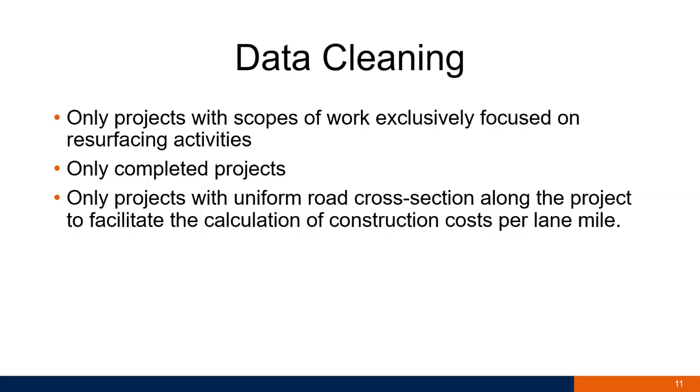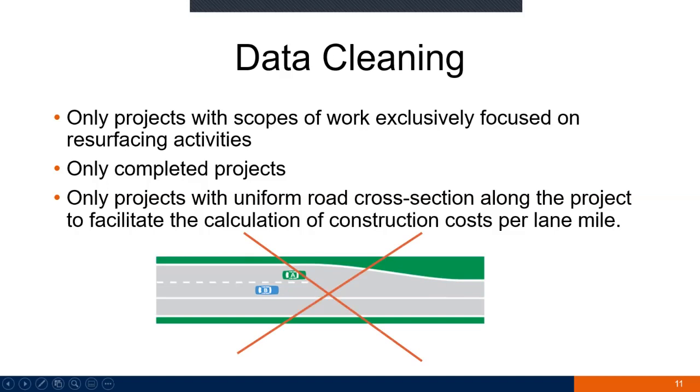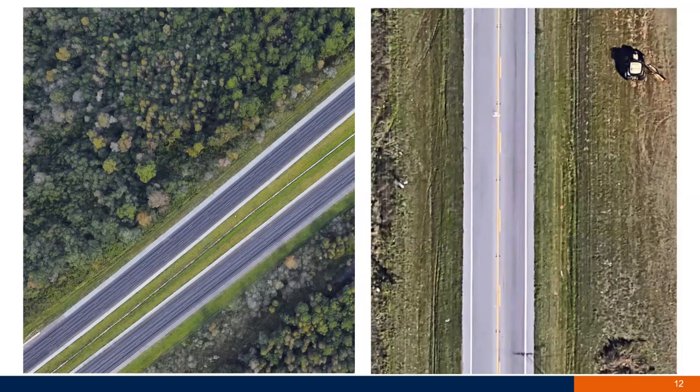We only pick roads that have a uniform road cross-section. For example, if we find a road that has a jog, where the cars go from 2 lanes to 1 lane, we would not pick a project like this. An example of a project that we would pick, from this Google Earth picture, is this interstate. I think it's I-75, as I recall. See, it's clean, and also a road like this.